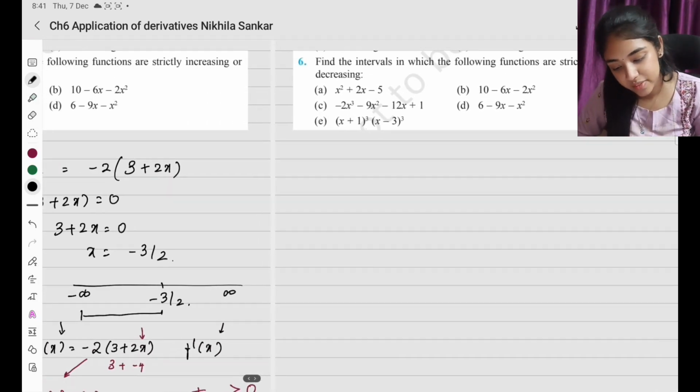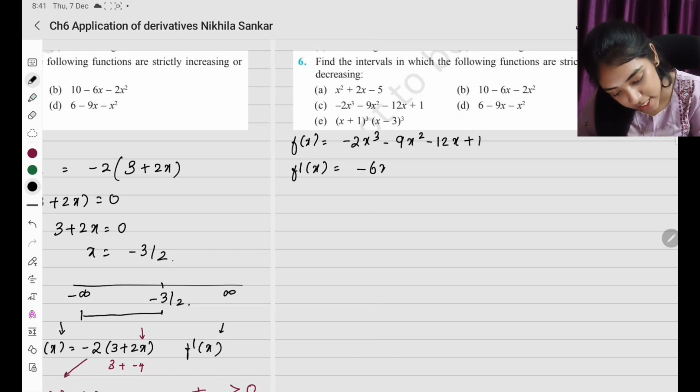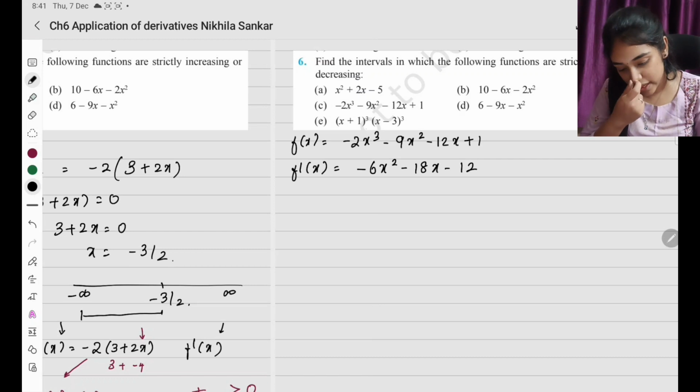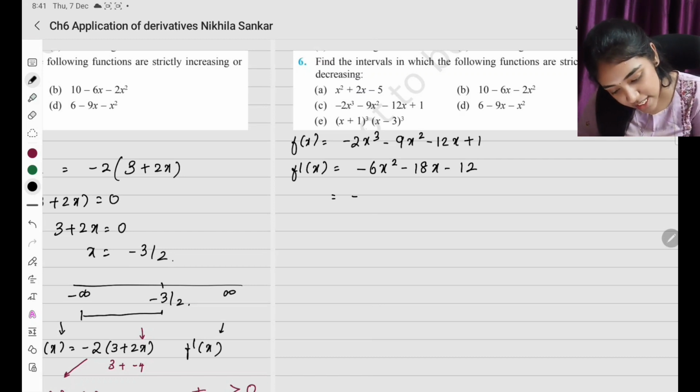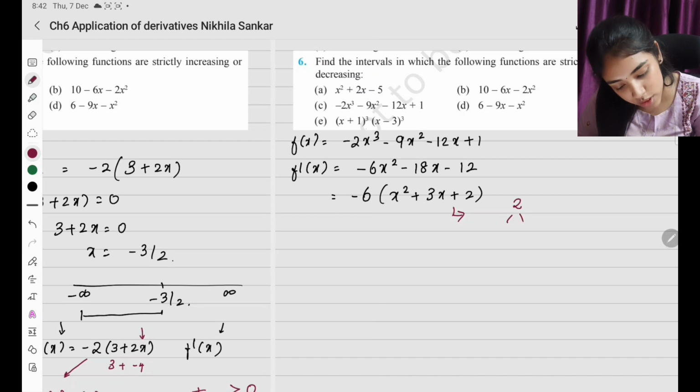Subsection C. I have f of x equals minus 2x cube minus 9x square minus 12x plus 1. So when I differentiate, I have f dash of x is going to be minus 6x square minus 18x minus 12. So when I take the minus 6 outside, I have minus 6 times x square plus 3x plus 2. When I split the middle term, I have in the function 2, I need 3.